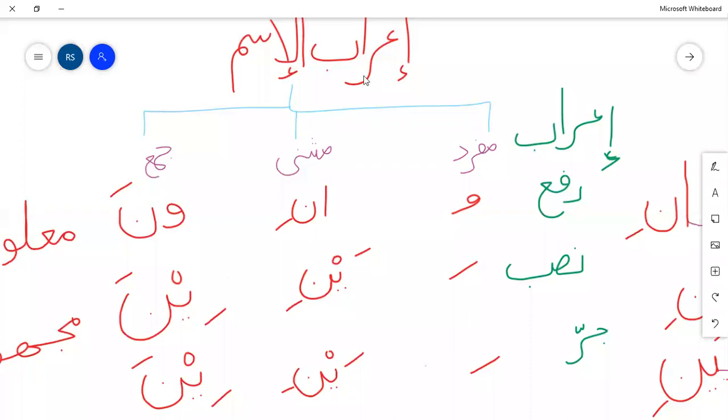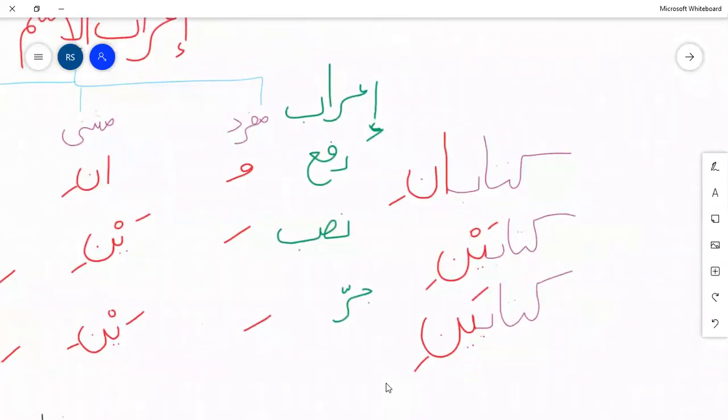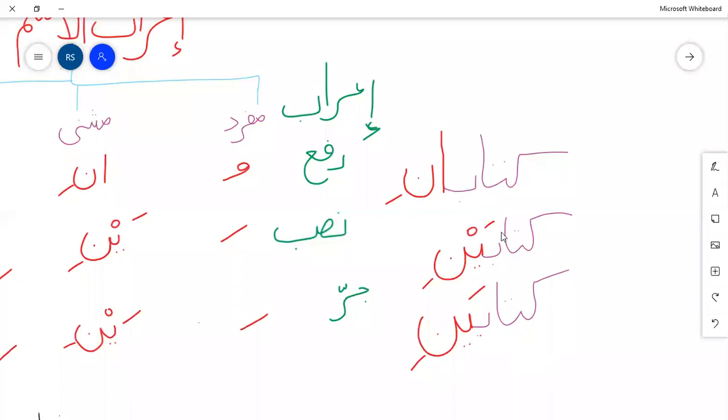Look at this table. Normally, with a singular word, mufrad means singular, when it is marfu we use dhamma at the end, when it is mansub we use fatha, and when it is majroor we use kasra. But in the case of musanna, dual words, when a word is marfu we use alif, noon, kasra, and when it is mansub or majroor we use fatha, ya sukoon, noon, kasra. So rakatain, kitabain are all mansub or majroor forms of the dual word. You can make a screenshot if you want. Here kitabani is marfu, kitabaini is mansub and majroor.